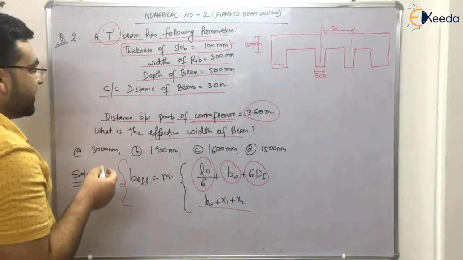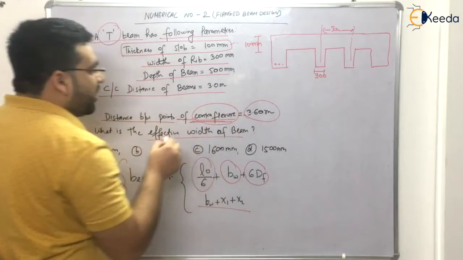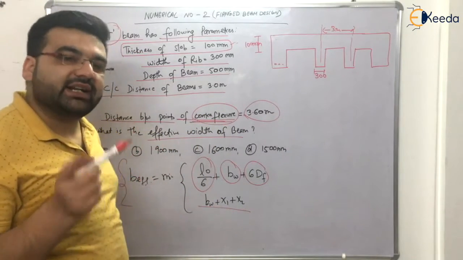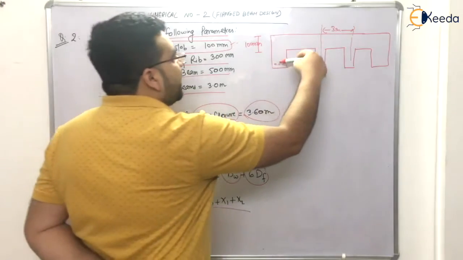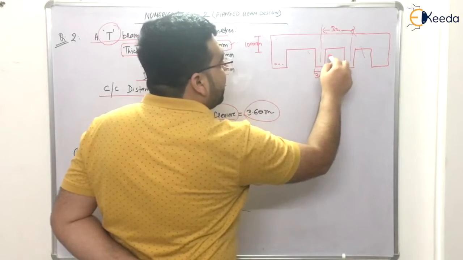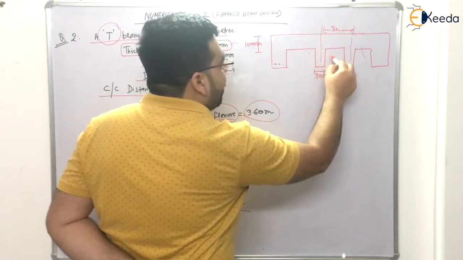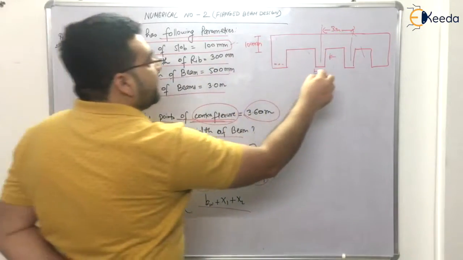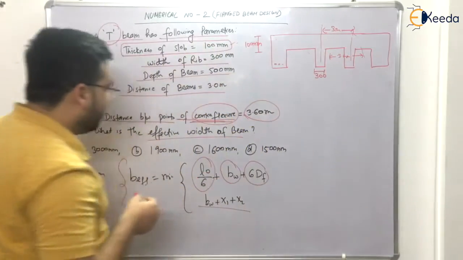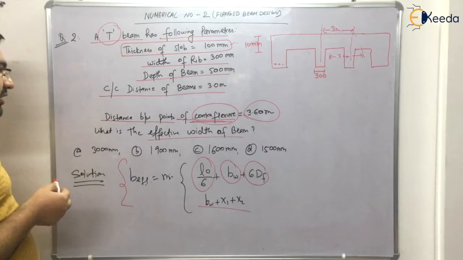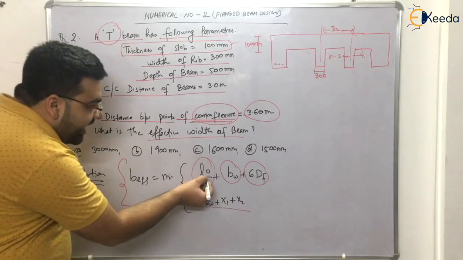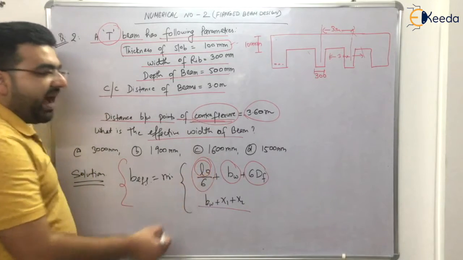Clear? Distance between the points of contraflexion. What are the points of contraflexion? Where the bending moment changes sign, that is the point of contraflexion. So let us say from this point to this point the distance is actually 3.6 meters. What is the effective width of the beam? This much. Now I told you that L0 is the effective span of the beam.